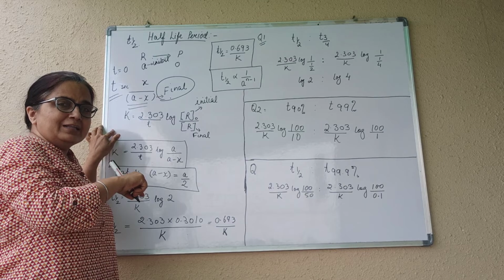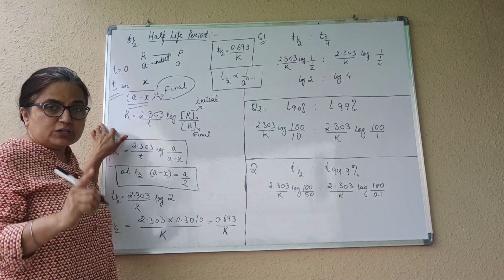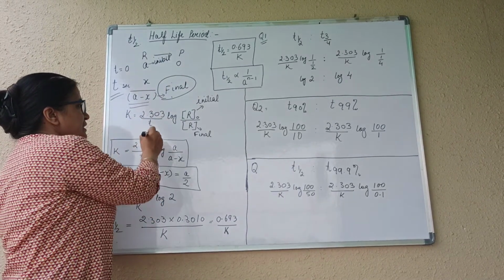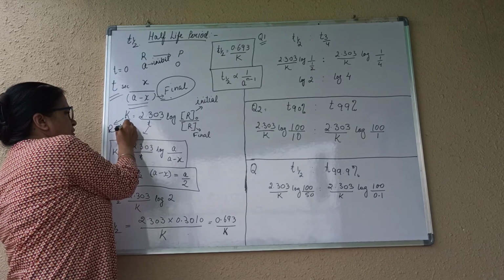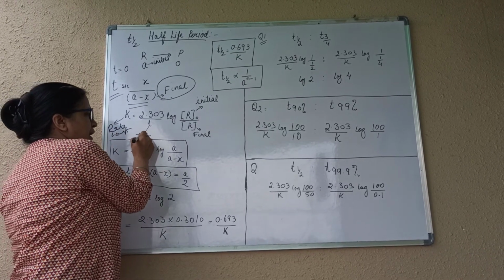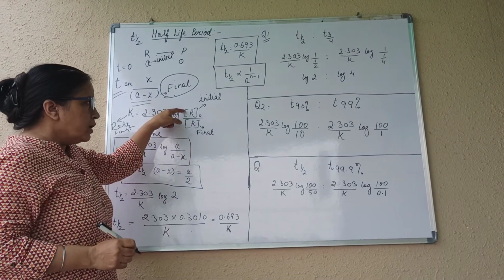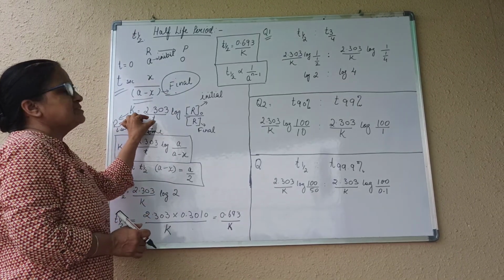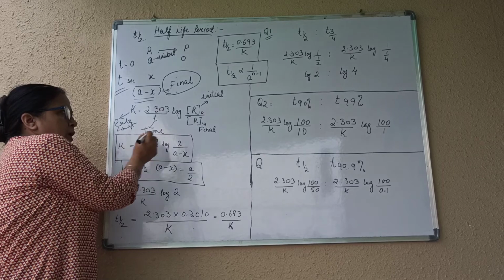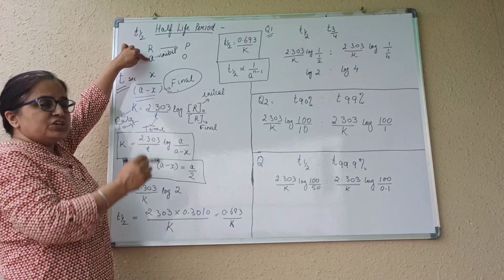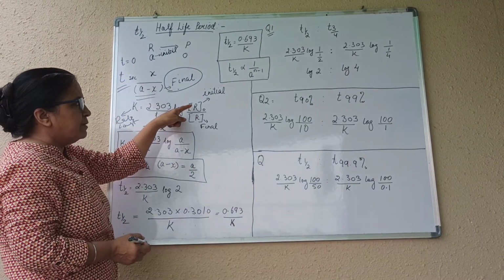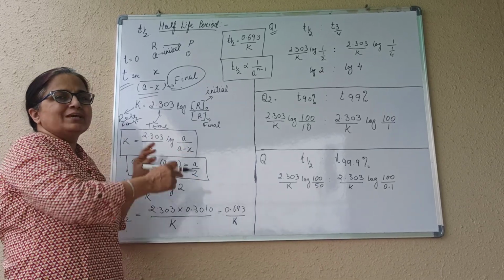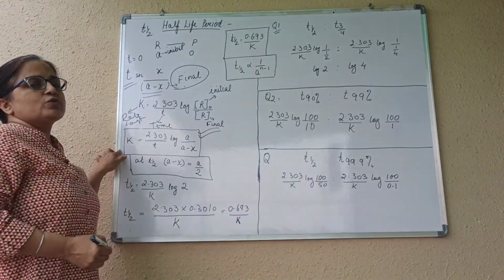Now, you remember we have done in the last class the integrated rate equation for first order reaction: K is equal to 2.303 by t, log R naught by R. K was the rate constant and t is the time taken. R naught was initial, R is final, means what is left over at this time interval. Now since I am considering A as initial and A minus X as final, I have replaced R naught and R by A and A minus X.